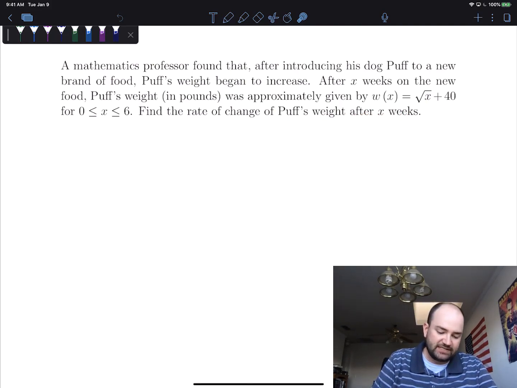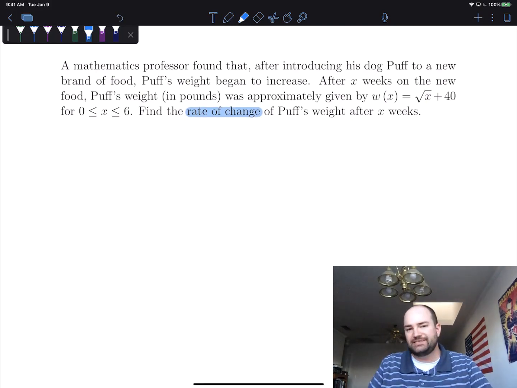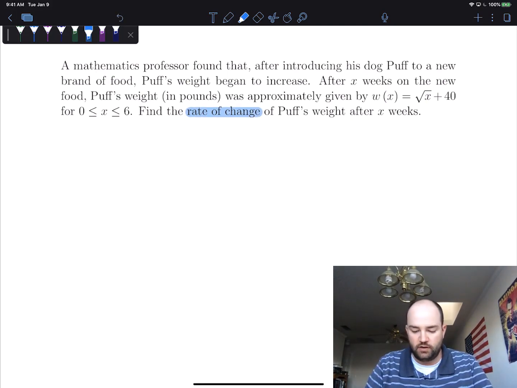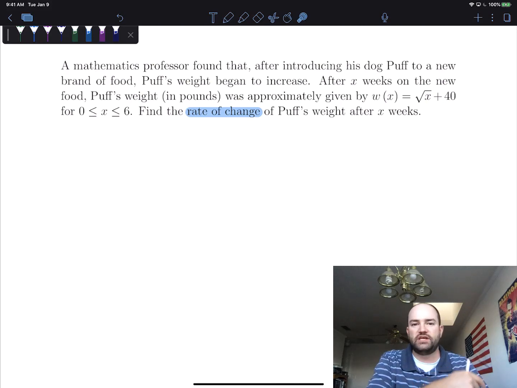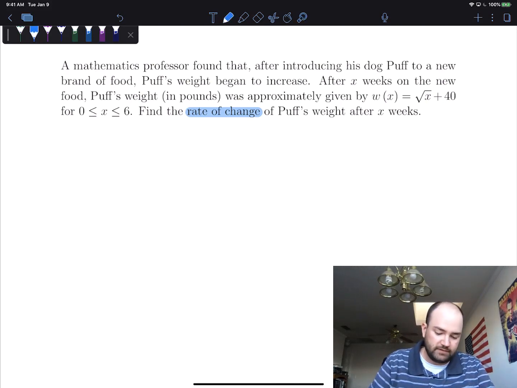Now, this doesn't necessarily say instantaneous or average rate of change. If it doesn't say either one, and it only tells us X weeks, it doesn't tell us between 2 weeks, it wants the instantaneous rate of change. In other words, it's wanting the derivative. That's really what this is telling us.